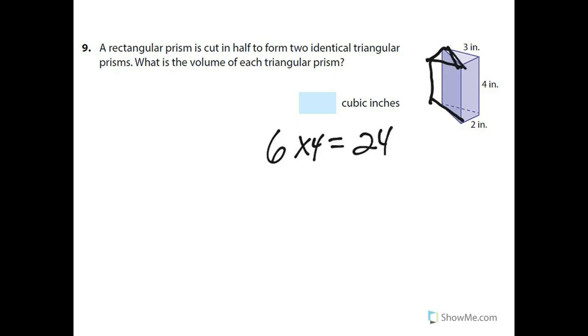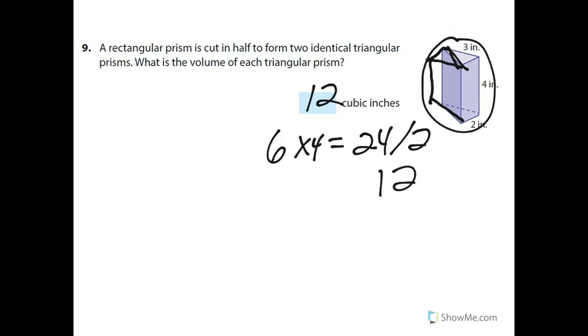Well, they're going to cut it in half, right? Cut it in half, that's going to be 12. So 12 cubic inches. See how they did that? They got the prism, and the volume of the prism is 24, and they've cut it in half to make two identical triangular prisms. So each of those is going to be 12 cubic inches, because that's half of the 24 that it was.